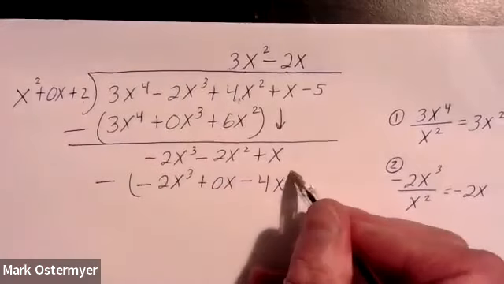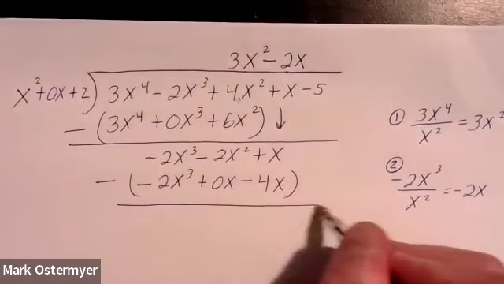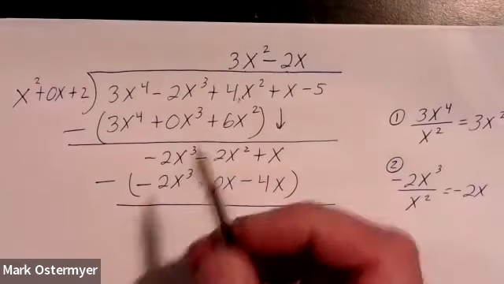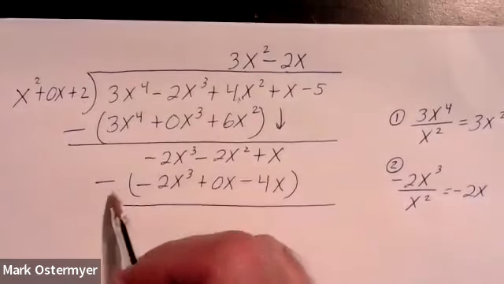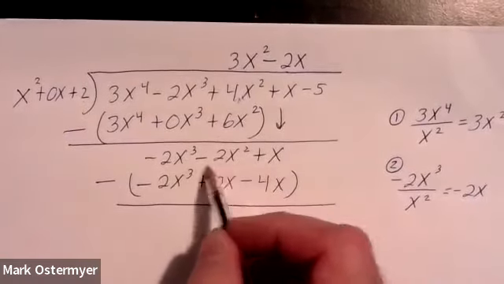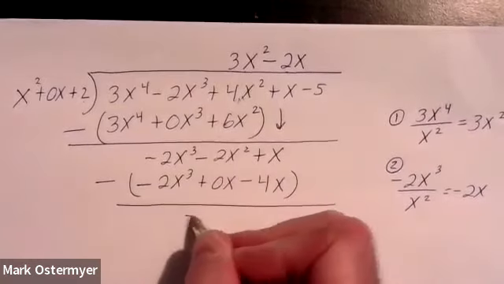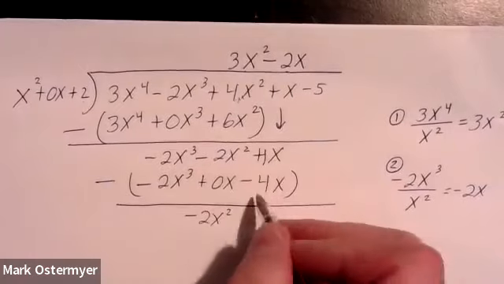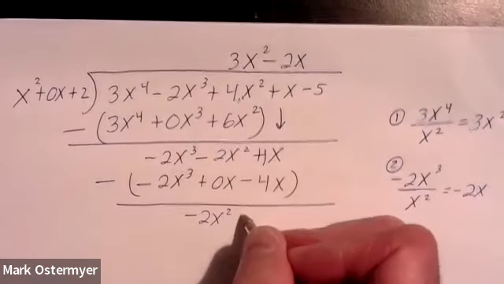Subtract off the whole polynomial. All right. Now, negative 2x cubed minus itself is 0. This goes to 0. Negative 2x squared minus 0x squared is minus 2x squared. And 1x, subtract the negative 4x is 1x plus 4x, which is 5x.